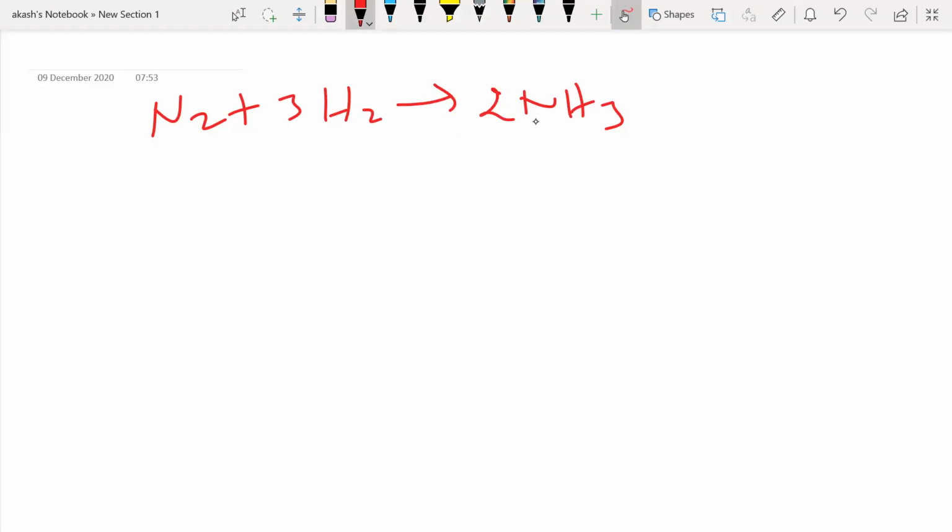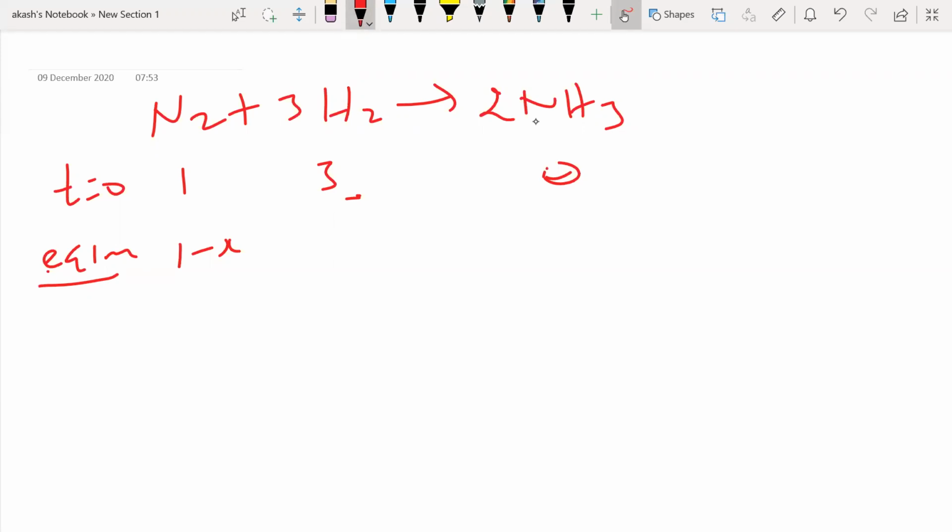So at time t equal to 0, I had a 1:3 mixture of N2 and H2 and no NH3 is present. Now at equilibrium, say that some x moles of N2 would have reacted. Now tell me what should I write here in terms of H2 at equilibrium? What should I write here?